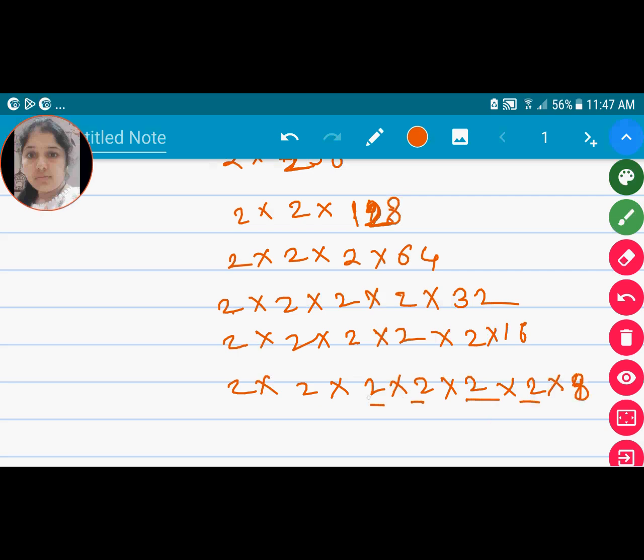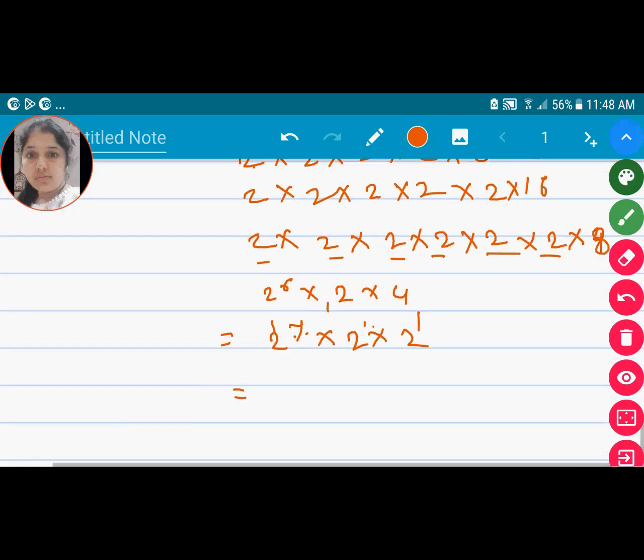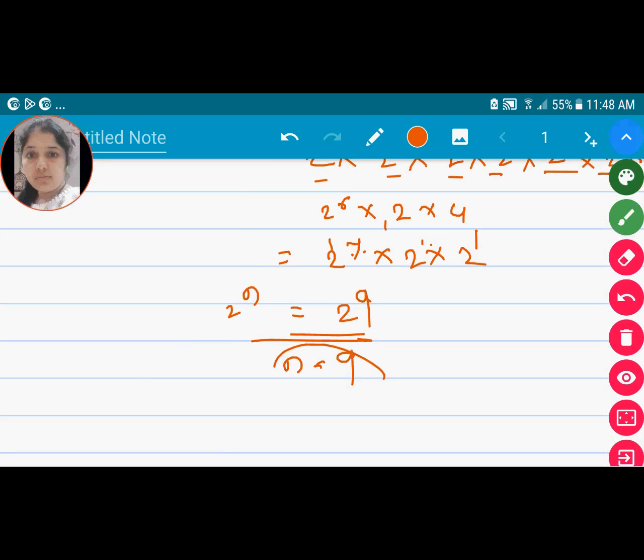Now how many times? 1, 2, 3, 4, 5, 6. 2 raised to 6 into 2 into 4. 2 raised to 7 into 2 into 2. Now 1, 1. Add all these by the rule of exponents. So 2 raised to n is equal to 2 raised to 9. So n is equal to 9. So this subset has n elements.